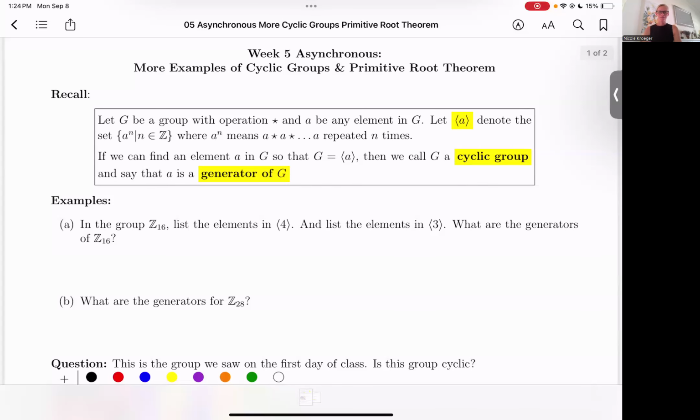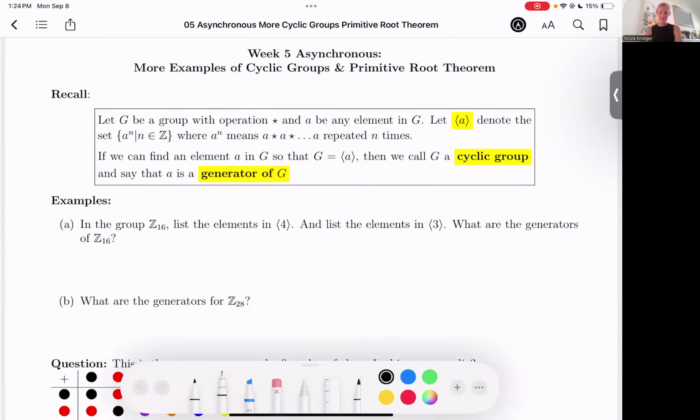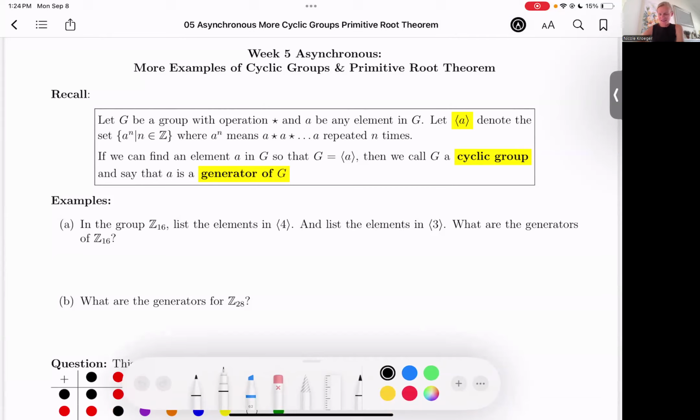We're going to go ahead and do a few more examples with cyclic groups, and then we're going to look at the primitive root theorem for this week's asynchronous work. So let us remember from last class that we say that the set generated by an element is the set of all powers of that element, which really just means that we're doing the group operation repeated times with that element and then looking at everything that we get out.